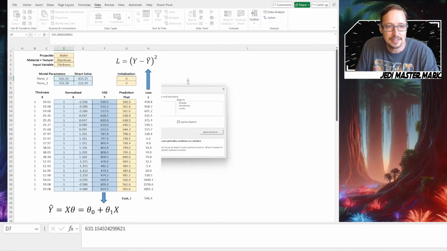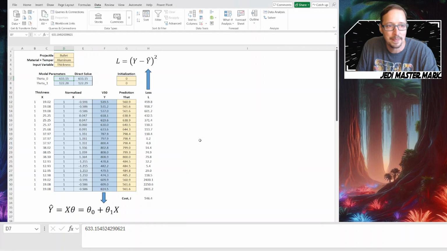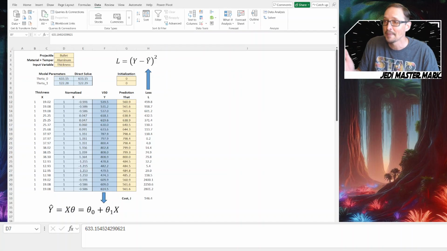Let's solve for this. Again, I'll drag this over so you can see within this window. Keep solver solution or restore original values. Let's keep them. And now as we look over here, our direct solve and our model parameters are the same. So this iterative optimization technique, which uses gradient descent, was good at actually obtaining the same model parameters that a direct solve will do. So that's really great.